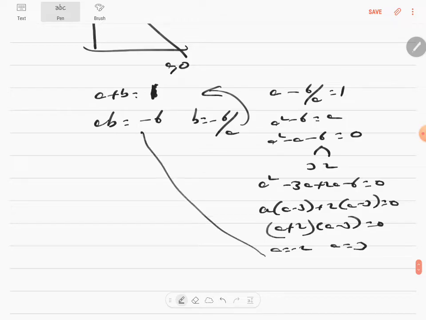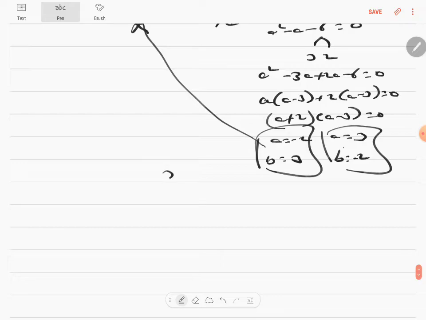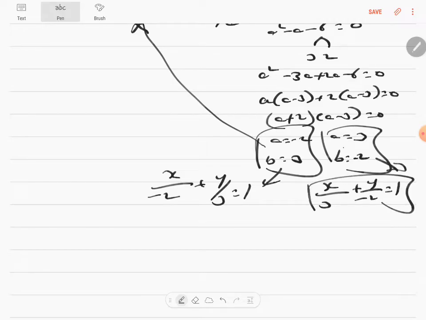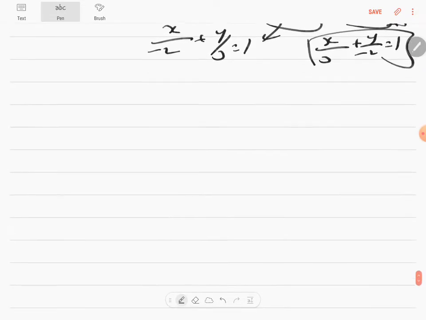When a is equal to minus 2, substituting, you get b is equal to 3, and when a is equal to plus 3, you get b is equal to minus 2. So the equation will be x by minus 2 plus y by 3 is equal to 1 using this, or x by 3 plus y by minus 2 is equal to 1 using this one. So either of these answers is correct. This is how we form the equation. Let's go to the fourth question.